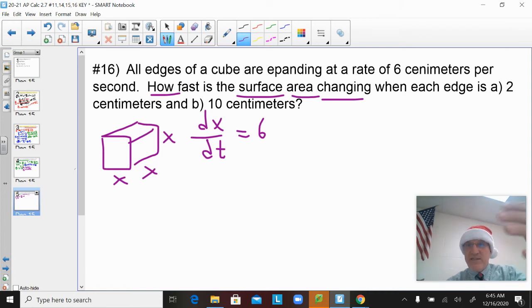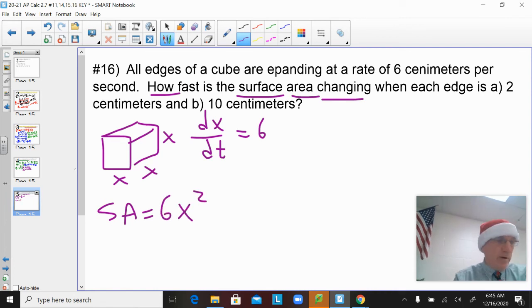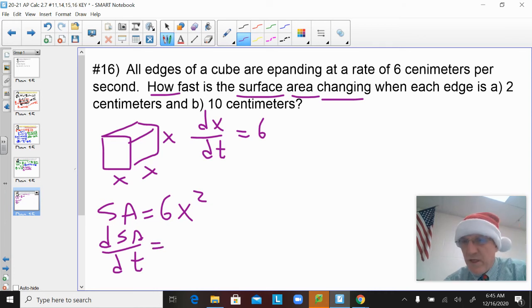Well, there are 6 faces on a cube. Each one of those faces is a square that's x by x. So the area of one square would be x squared, and there are 6 of those. So the formula for the surface area is 6x squared. Let's take the derivative of that. And I'm going to write this as dSA dt. A little awkward, but nothing wrong with that. The derivative of 6x squared with respect to time is what? 12x dx dt.